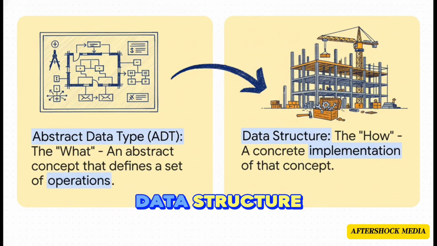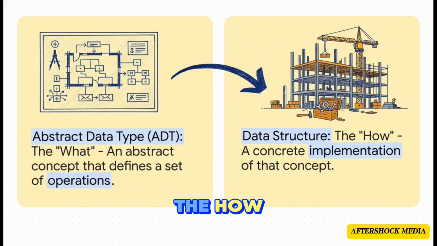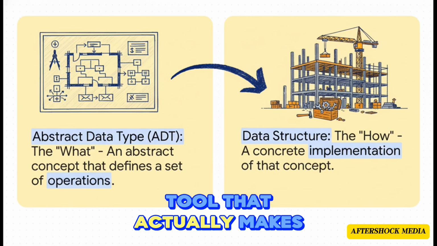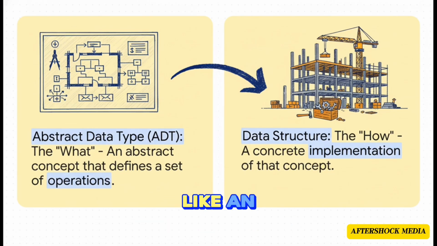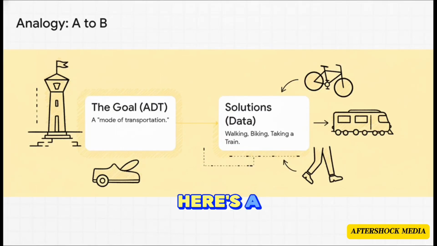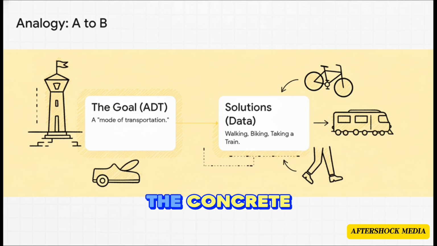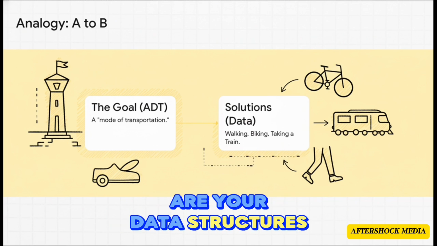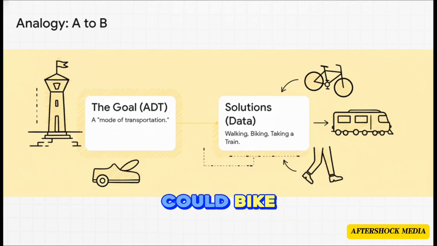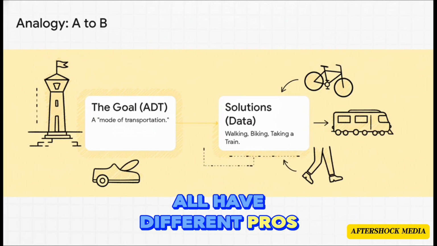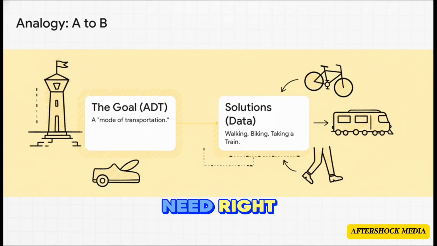Then you have the data structure itself. That's the how. It's the real, concrete tool that actually makes the ADT happen, like an array or a linked list. Here's a great way to think about it. The abstract goal, the ADT, is just I need a mode of transportation. That's the idea. The concrete solutions, those are your data structures. You could walk, you could bike, you could take a train. See? Each one gets the job done, but they all have different pros and cons depending on what you need, right? How far you're going, how fast you need to get there.